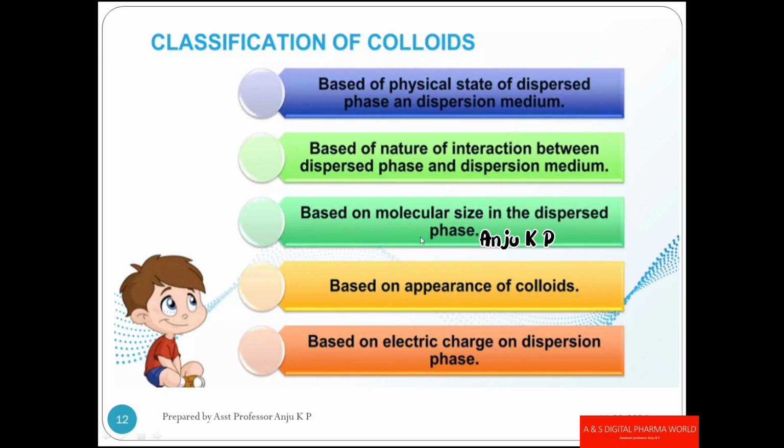Next, here you can see the entire classification of colloids. First one is based on the physical state of dispersed phase and dispersion medium. Next one, nature of interaction between dispersed phase and dispersion medium. Based on molecular size in the dispersed phase, based on the appearance of colloids, and based on electric charge on dispersion phase. Is very, very important.